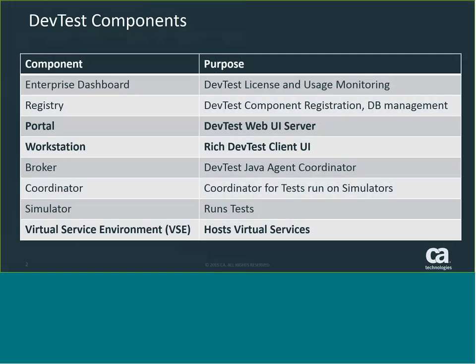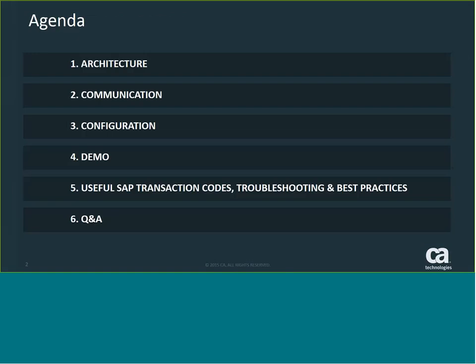For the SAP service virtualization in DevTest, we will use the DevTest components portal and workstation to create, launch, and monitor virtual SAP services and the VSE to run them. We will first talk about some basics of the SAP architecture as far as it concerns connectivity to and from external SAP service providers, such as DevTest. We will then cover the communication between DevTest and SAP and the configuration of DevTest in order to communicate to an SAP system and an SAP service.